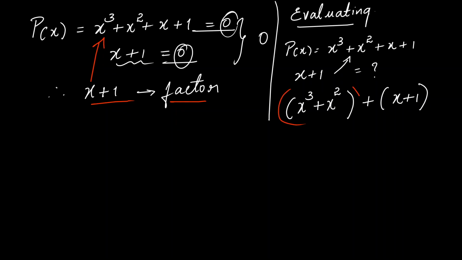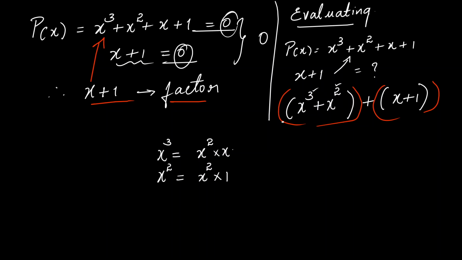Now let's focus on the first bracket. Inside the first bracket, we have x cube plus x square, right? So what is common in both the terms? Both have x square. How? x cube is equal to x square multiplied by x, and x square is equal to x square multiplied by 1. Now this is the important point. Now we take x square common.